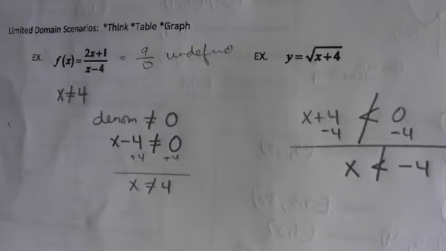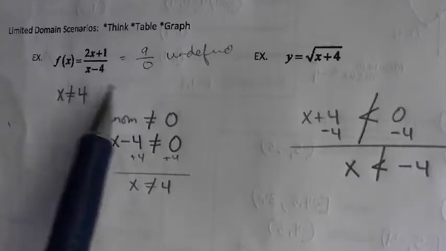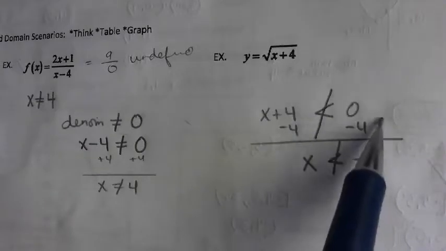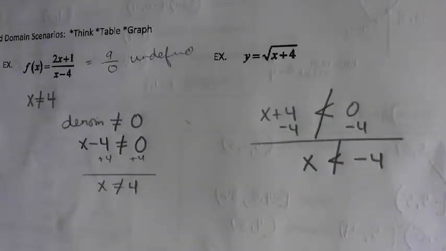Okay? For now, those are the only two scenarios where you have a limited domain. If there's an x in the denominator, because denominators can't equal 0, and if there's an x under a radical, because what's under the radical cannot be less than 0. Are we good? All right, so that's all I needed to say about that. There were 2 homework questions on there.